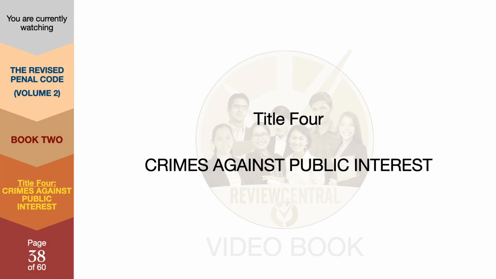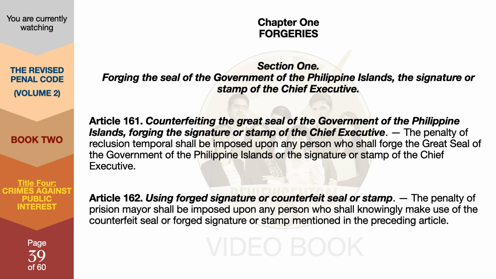Title 4. Crimes against Public Interest. Chapter 1. Forgeries. Section 1. Forging the seal of the Government of the Philippine Islands, the signature or stamp of the Chief Executive. Article 161. Counterfeiting the Great Seal of the Government of the Philippine Islands, forging the signature or stamp of the Chief Executive. The penalty of reclusion temporal shall be imposed upon any person who shall forge the Great Seal of the Government of the Philippine Islands or the signature or stamp of the Chief Executive.